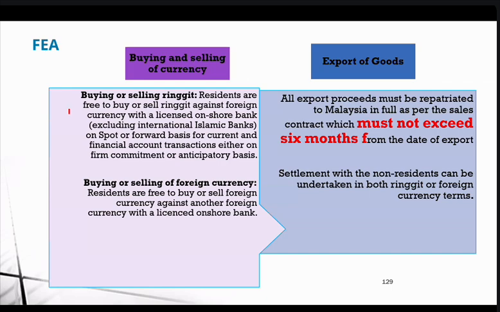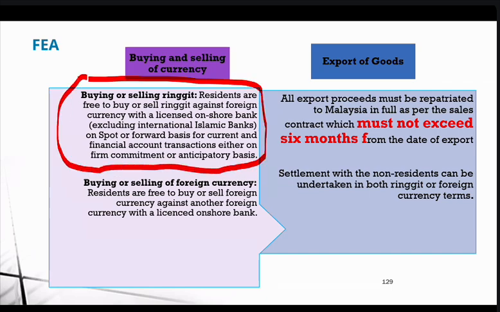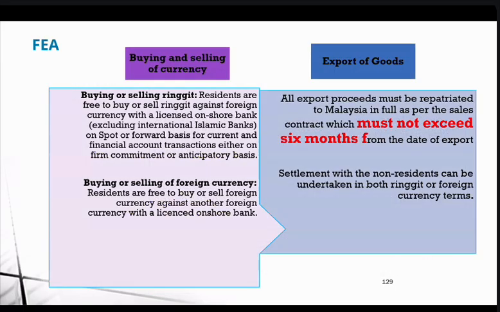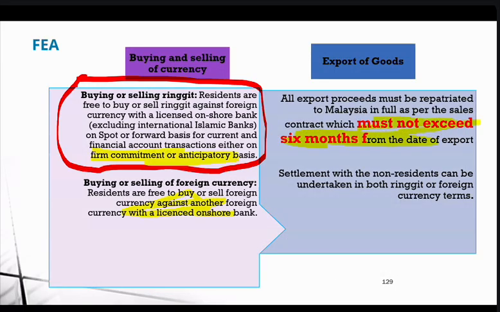So for ringgit notice, they're more strict. You must have firm commitment or anticipatory basis. That one will be the last sentence here. Notice that for foreign currency, they're not as strict as long as they do it for licensed offshore banks. The other popular question that comes up in exam will be, it does not exceed how many months from date of export the proceeds must come in. It is 6 months. That's the main thing they'll test for residents.